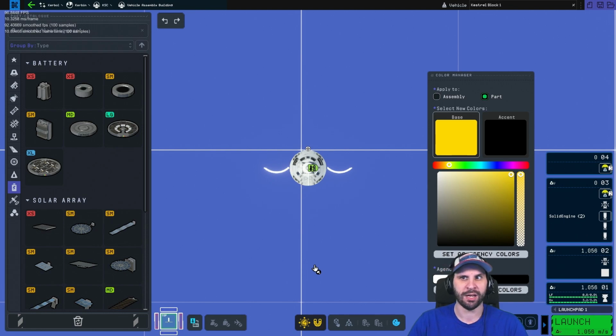You ever have a use case in Kerbal where you can't use symmetry, or the strut that you're placing doesn't come through correctly in symmetry? Yeah, that's why I do that.